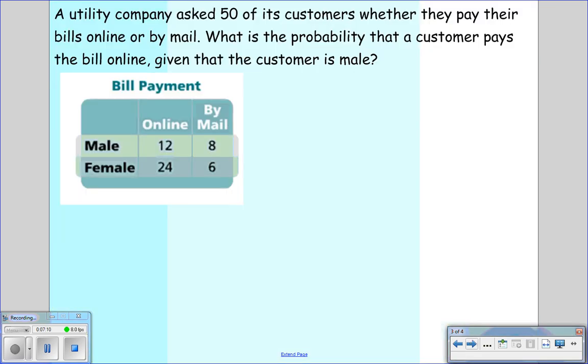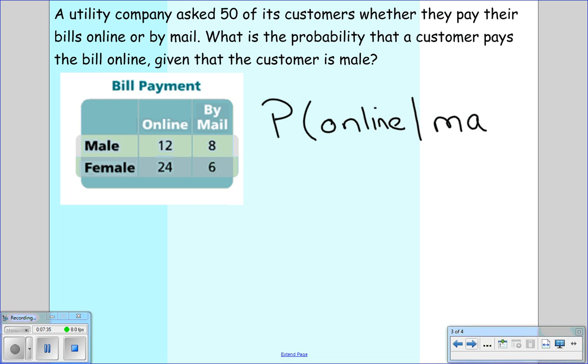All right, so we're heading on to the next example. A utility company asked 50 of its customers whether they pay their bills online or by mail. What is the probability that a customer pays the bill online given that the customer is male? So it's going to be probability online given that it's male.